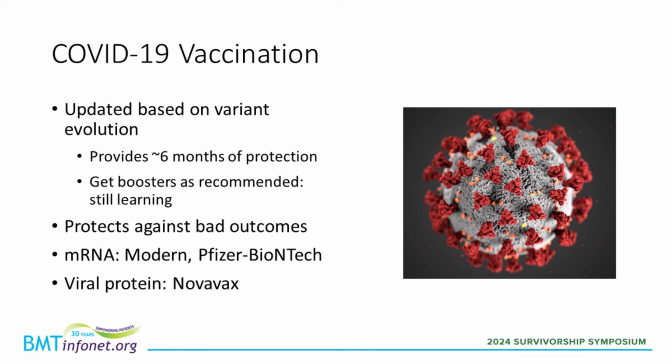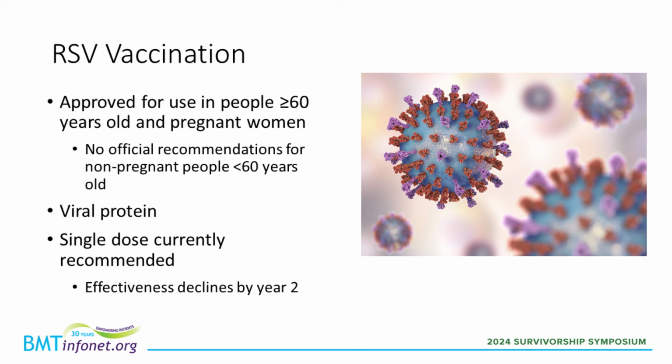There's two main types of vaccines here. There's the mRNA vaccines, which are the Moderna and the Pfizer vaccines. If you prefer a more traditional type of vaccine, there's the viral protein vaccine available, which is the Novavax.